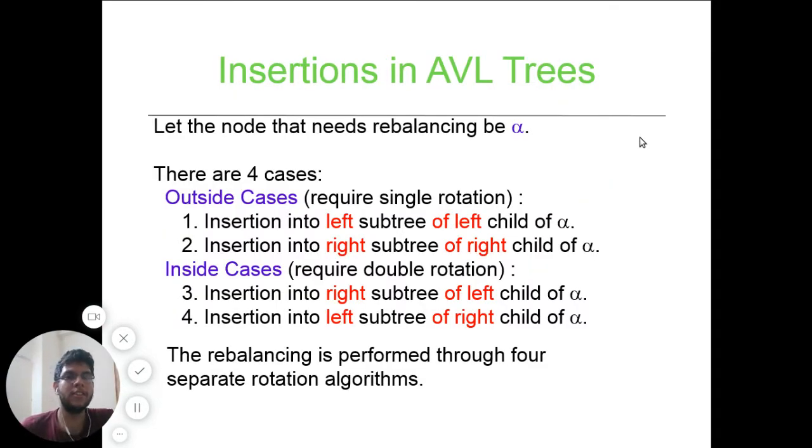So, insertions in an AVL tree. Let the node that needs rebalancing be alpha. You can call it anything. There are 4 cases. Outside cases require a single rotation: insertion into the left subtree of the left child, and insertion into the right subtree of the right child. Then there are insertion into the right subtree of the left child, and insertion into the left subtree of the right child.